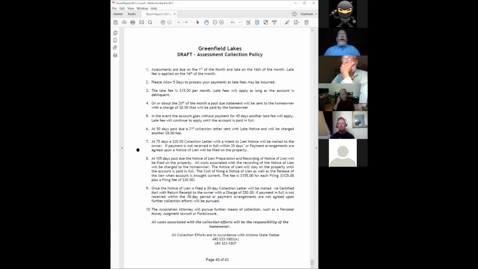If nothing happens after that, then there's a new law of about 2 years ago that we have to send a 30-day certified mail notice that we're turning it over to legal counsel. And that's what the last notice is. So number 9 is the notice that the lien was filed on a 30-day, and that's a certified letter. Once we have that certified letter, then we can turn it over to legal.